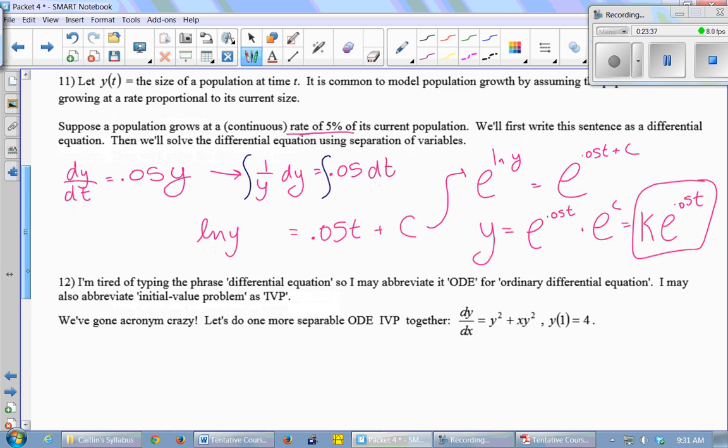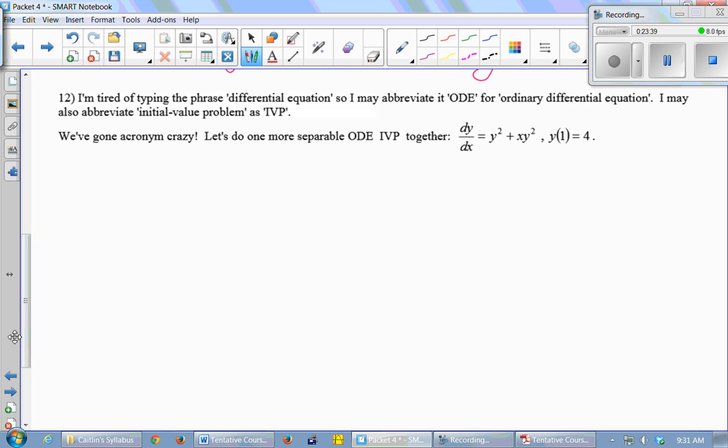All right, so one more separable ODE IVP together. I have dy/dx equals y squared plus xy squared. It's a first order differential equation because there's just one first derivative in there. If I want to solve it using separation of variables, I need to collect everything with y's together with the dy and everything with x together with the dx. So the first thing I should do probably is factor out this y squared.